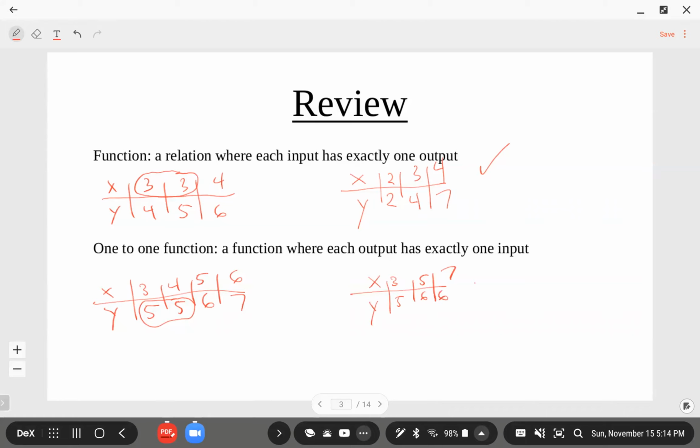Is this a one-to-one function? You already know that this is, in fact, a function. Now I just want you to know if this is a one-to-one function. Please put your answer in the chat box.